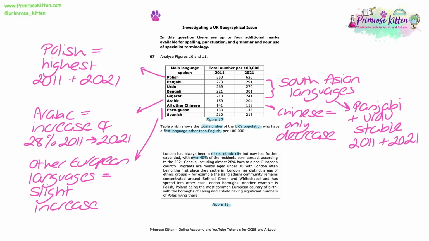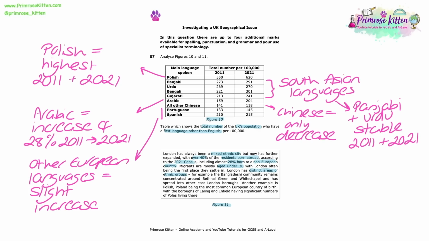Figure 11 reads that London has always been a mixed ethnic city, but now has further expanded, with over 40% of the residents born abroad, according to the 2021 census, including almost 28% born in a non-European country. Migrants are mostly aged under 30, with London often being the first place they settle in. London has distinct areas of ethnic groups.